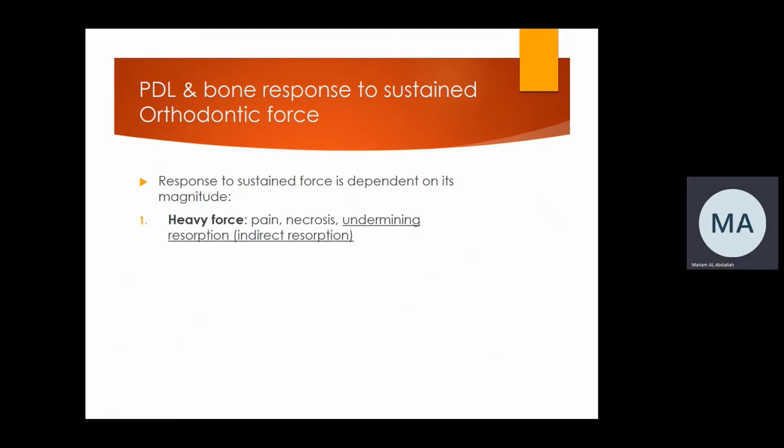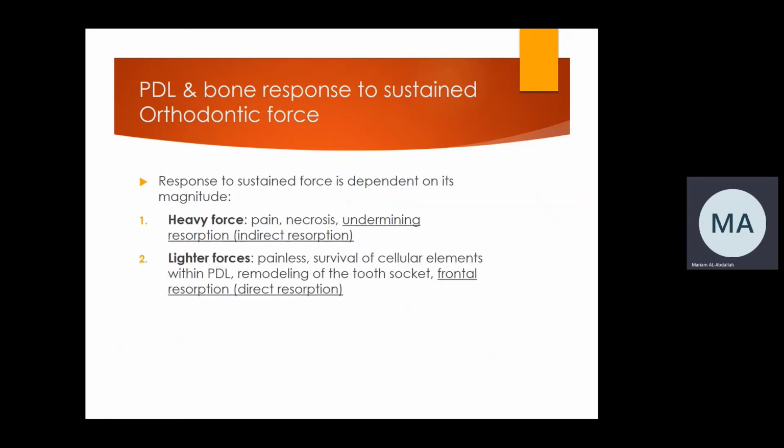Okay, now we have two scenarios. We have heavy forces, heavy sustained forces, and light sustained forces. If I use heavy orthodontic forces, this will lead to pain, necrosis, which is cell death, and the type of resorption of bone is called undermining resorption or indirect resorption. We will talk about this.